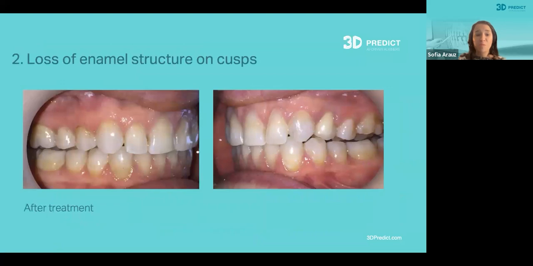The second reason for an open bite is a loss of enamel structure on the cusp. Obviously, I don't think I need to explain this. This patient already had this flat cusp on that molar. When we finished the case, this patient should have received a crown, probably just a crown, to close this open bite.